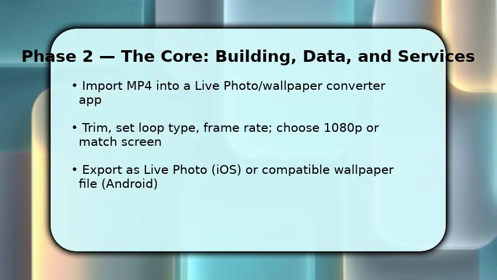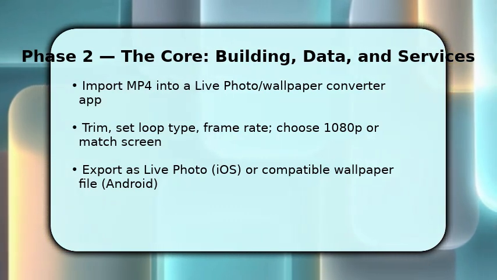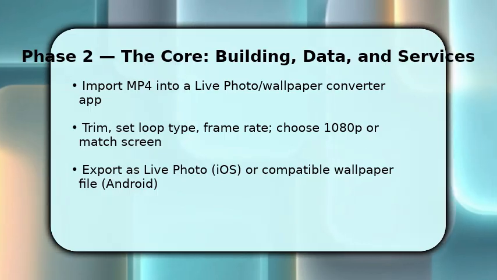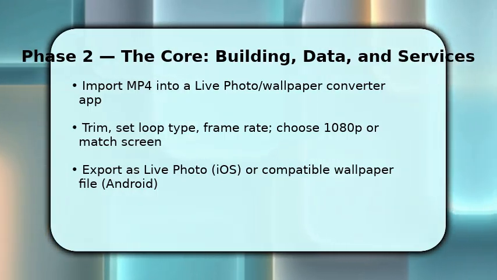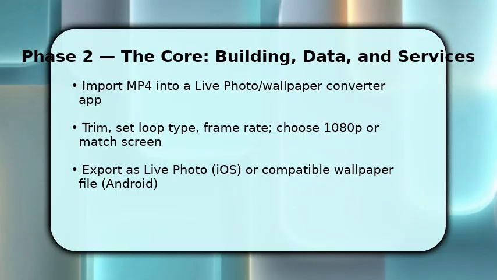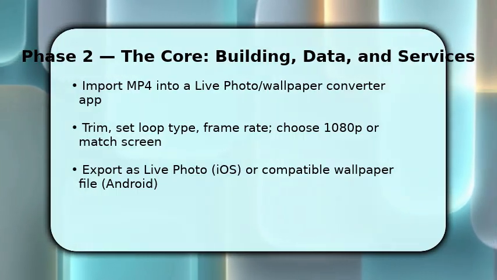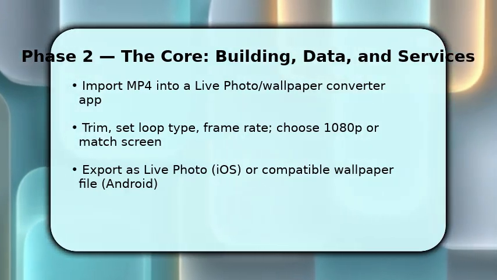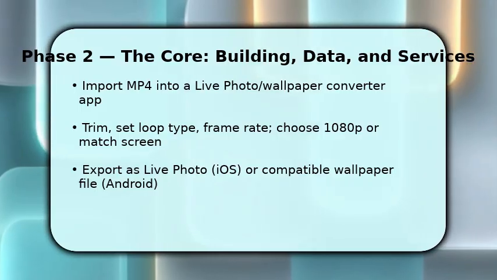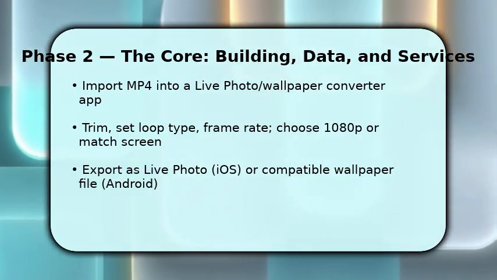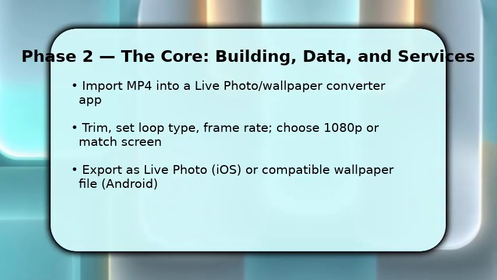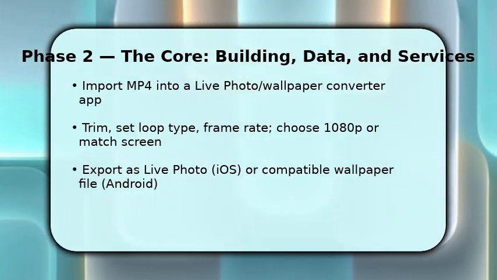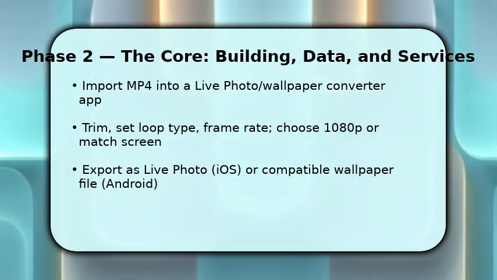You now convert the saved MP4 into a format your phone accepts. Open a live photo or wallpaper app, import the MP4, then trim to the best 3 to 15 seconds. Shorter files loop cleaner. Adjust the frame rate and export resolution to match your screen, for example 1080p or the device native size. This prevents stretching. Once exported, the app will save a live photo to Photos on iOS.